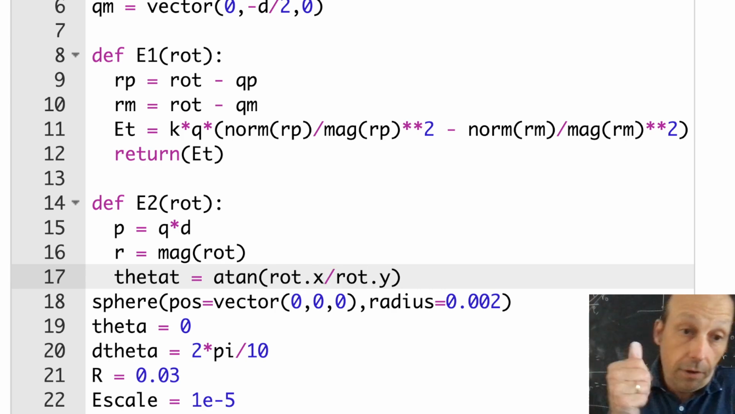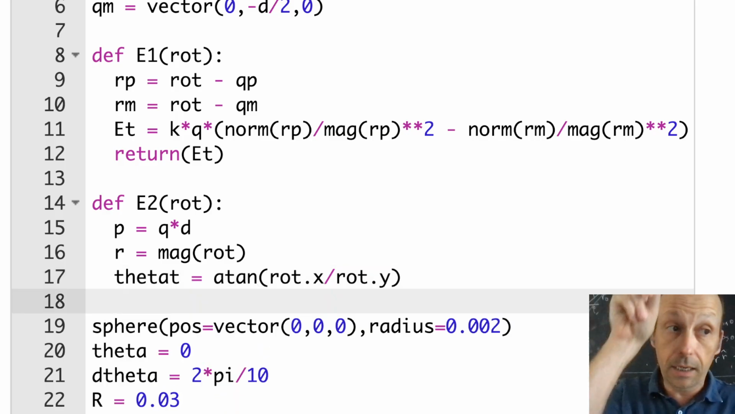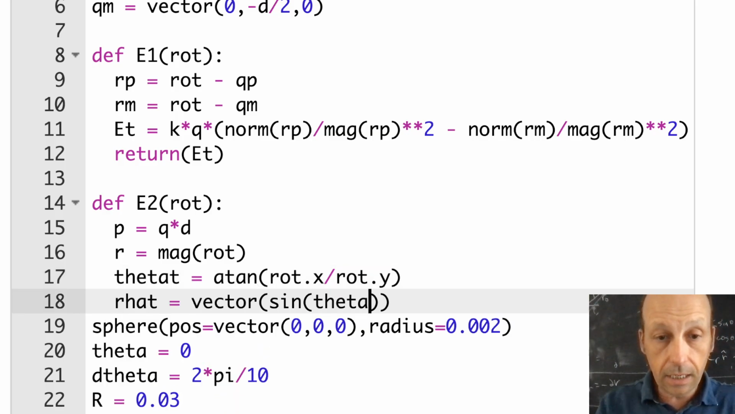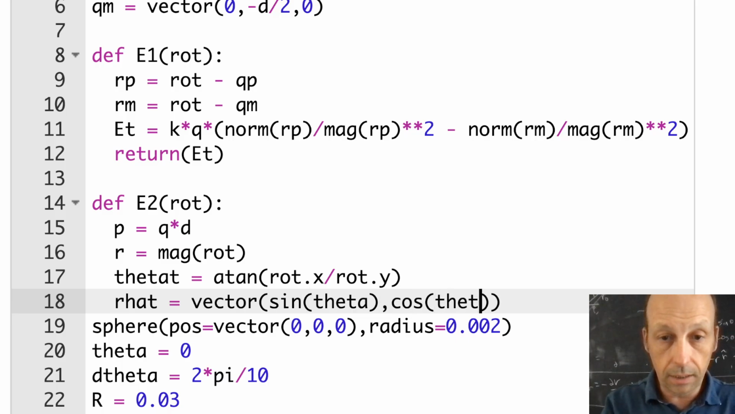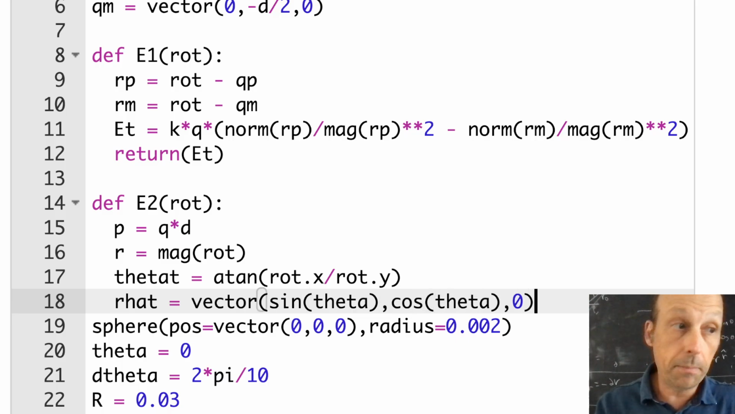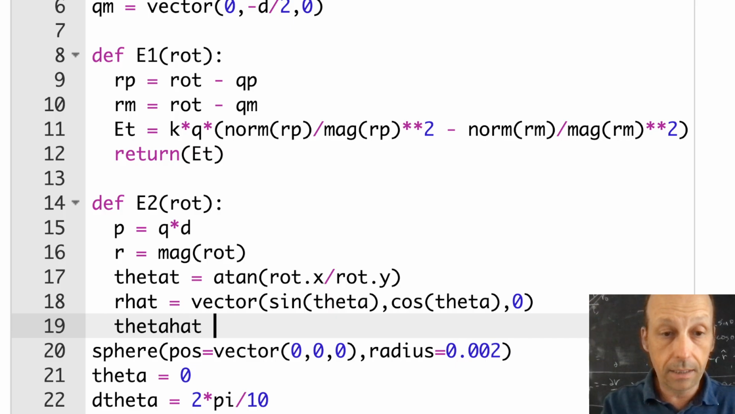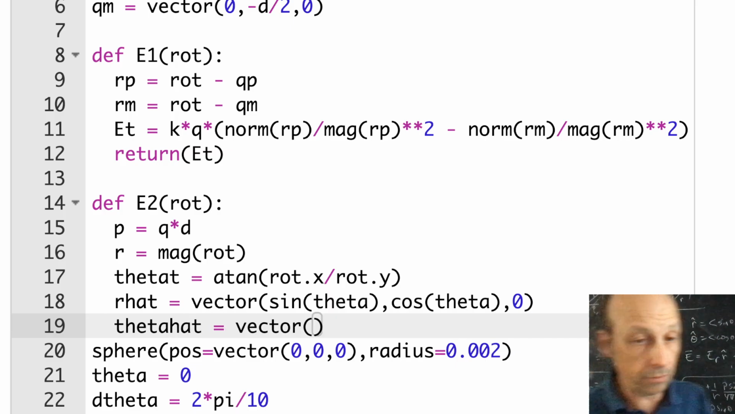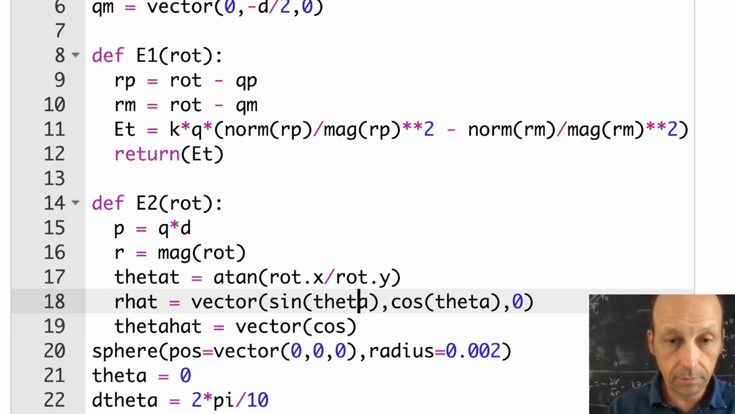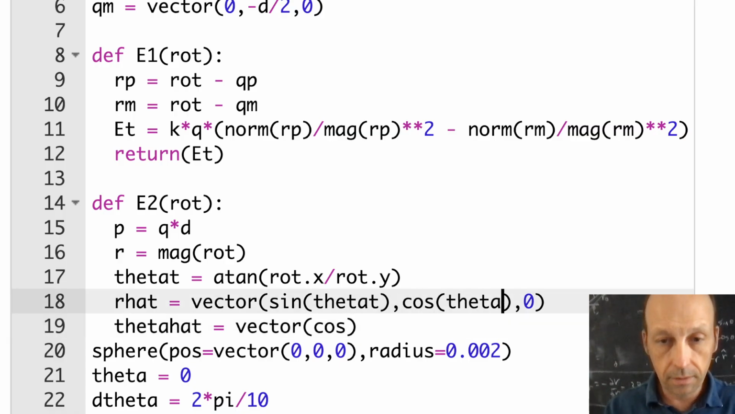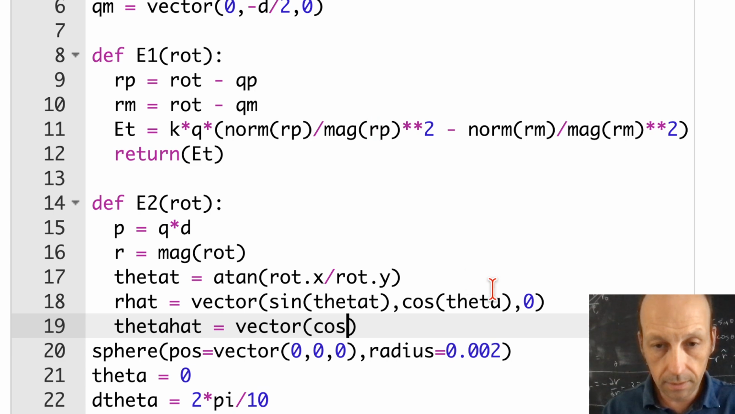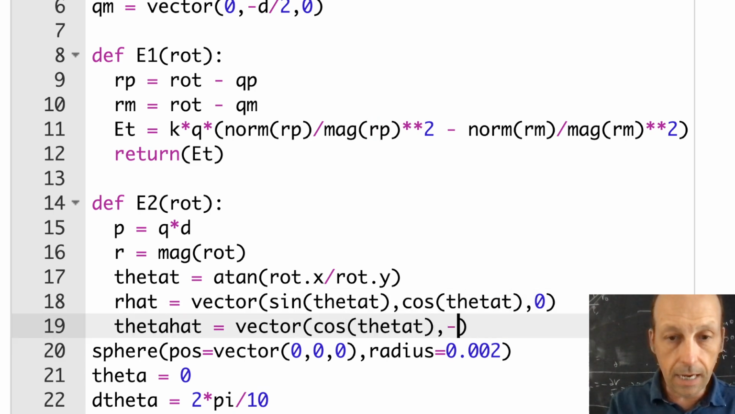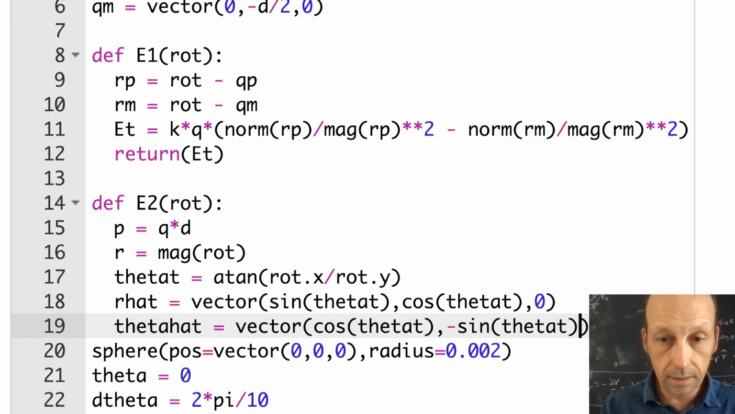So now I have my angles. So now I have r and theta. Next thing I need is my r hat. So r hat is going to be the vector sine theta, cosine theta, 0. And then I need my theta hat. Theta hat is going to be equal to vector. Doesn't say which one was negative. Okay, so it's cosine theta_t, negative sine theta_t, 0.